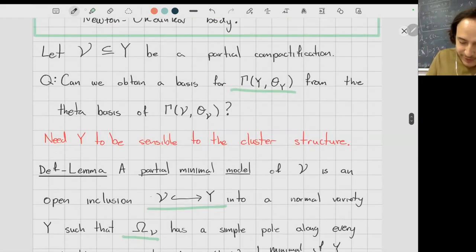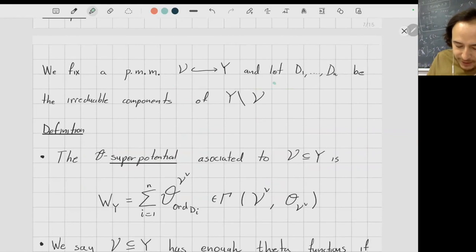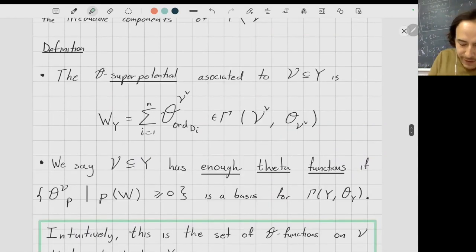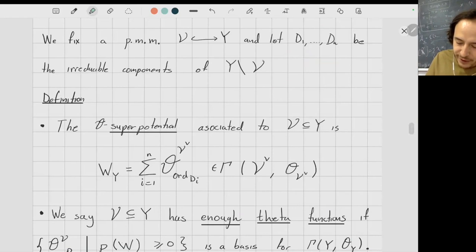Now I'm going to tell you how to describe, at least heuristically, those functions that extend from V to Y. Given a partial minimal model, let D1 to Dn be the irreducible components of the boundary, and we define the superpotential as follows. These divisors are divisors at infinity of V, divisors on a variety birational to V, namely Y, so I can consider the order of vanishing along these divisors. These divisors determine tropical points of my cluster variety.